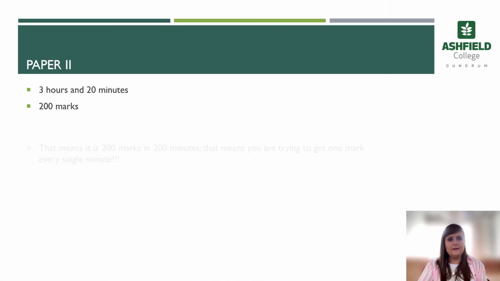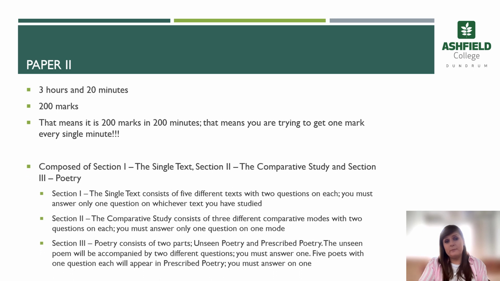Paper 2 then is arguably, I would probably say, the tougher of the two. So it's 3 hours and 20 minutes. It absolutely is an endurance test. It's 200 marks, so same marks. And I suppose if you want to break it down, it's 200 marks in 200 minutes. So therefore, you're trying to get 1 mark every single minute that you're in the exam. It's composed of 3 different sections. So you've got section 1, the single text, section 2, the comparative study, and section 3, which is poetry.